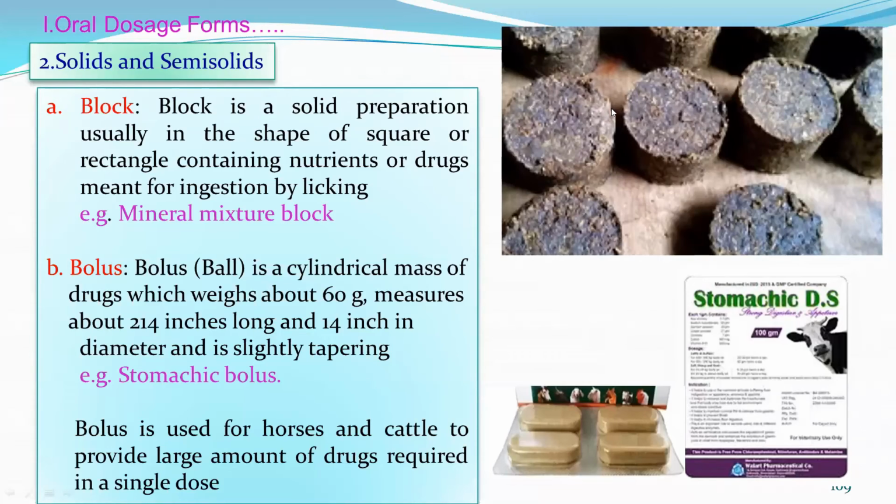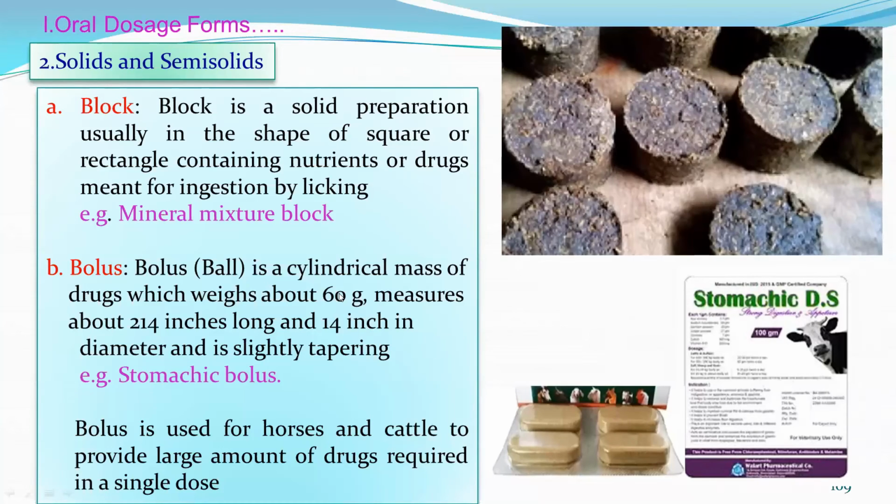The bolus, also known as a ball, is a cylindrical mass of drug which weighs about 60 grams and is slightly tapering in nature. Many of the stomachic boluses are about 60 to 100 grams in nature. Some of them are made as a big bolus.